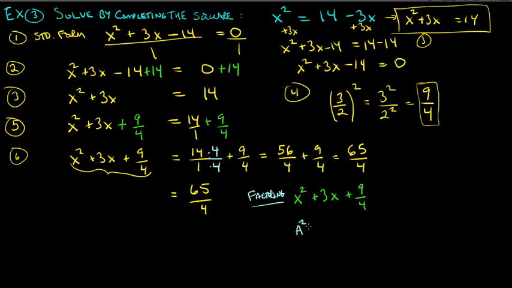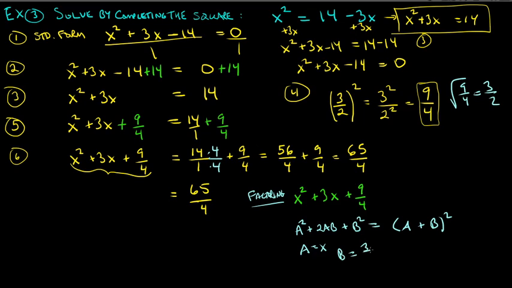However, remember that this should always be a perfect square trinomial, which means this is going to factor as a plus b squared. My a is just x. And what's my b here? That might not be clear, but it has to be the square root of 9 over 4, right? And if you take the square root of 9 over 4, you just get 3 over 2. So b is 3 over 2. And that means this is going to factor as x plus 3 over 2 squared.